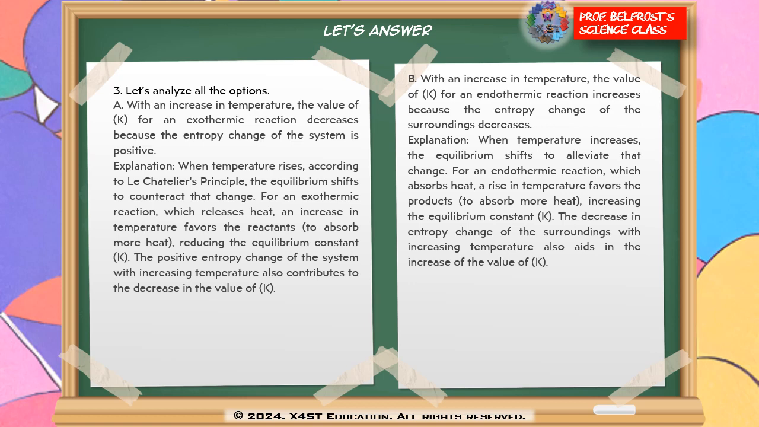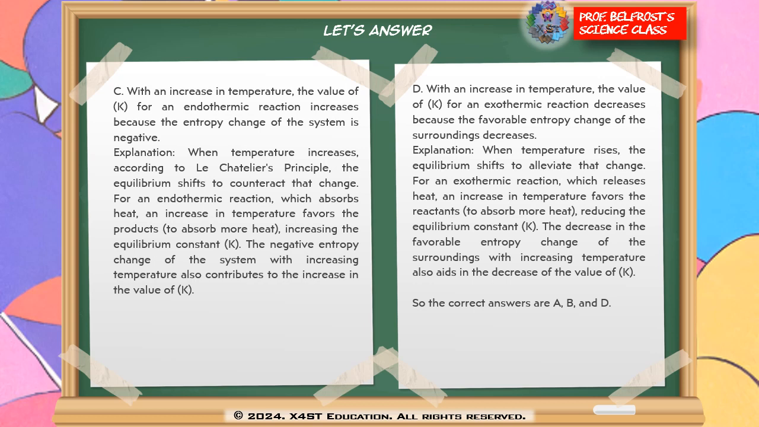With B, as we know, when temperature increases, the equilibrium will shift to alleviate that change. And for an endothermic reaction, which absorbs heat, a rise in temperature will favor the products, increasing the equilibrium constant K. Then the decrease in entropy change of the surroundings with increasing temperature also aids in the increase of the value of K. So option B is also true. How about C?